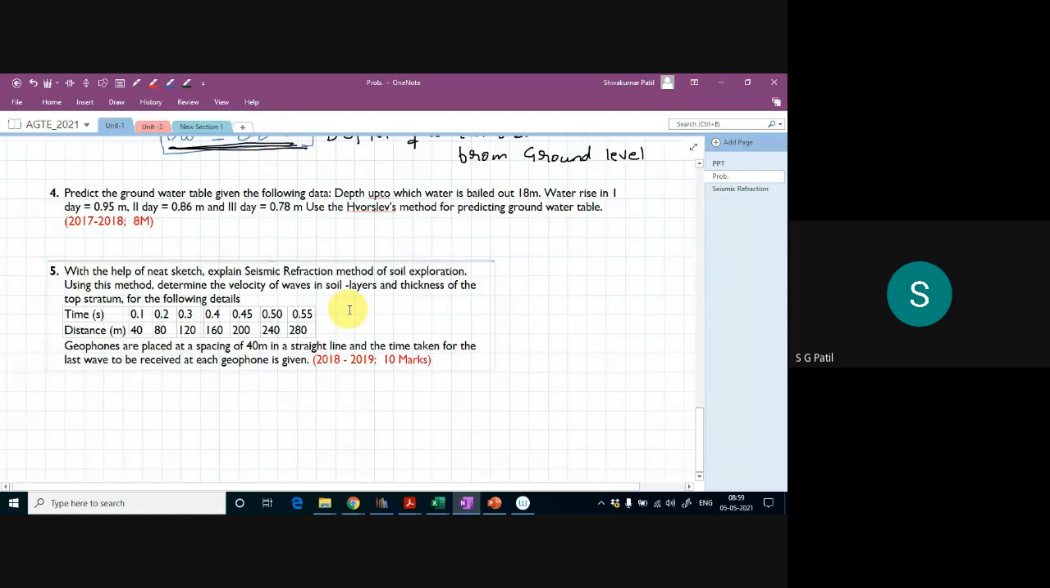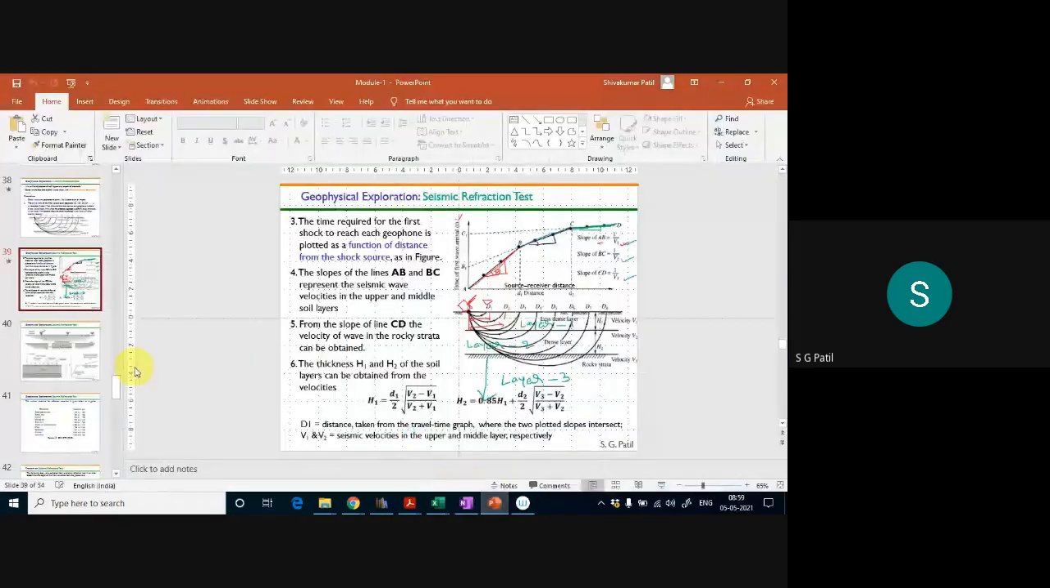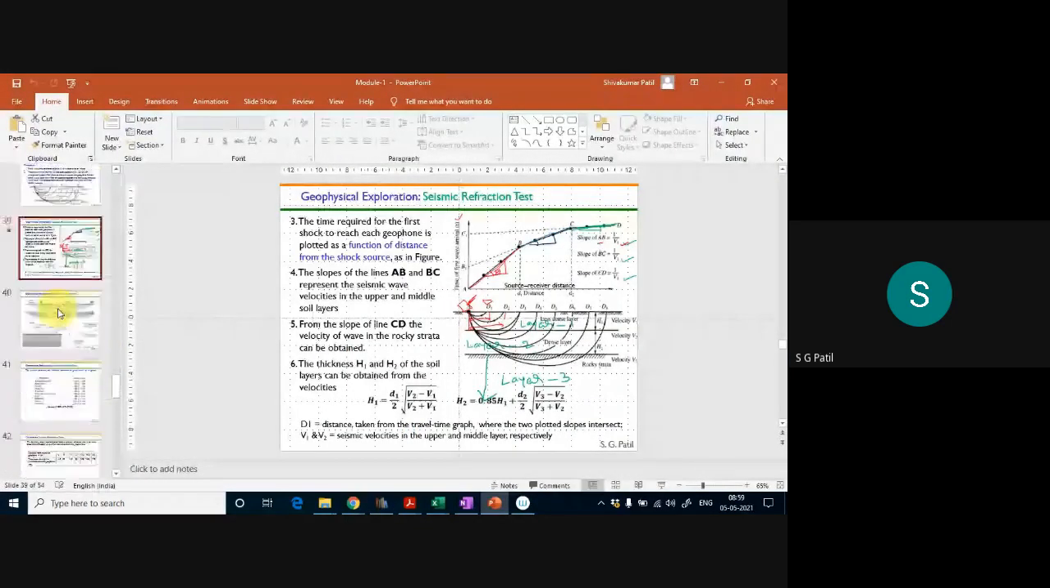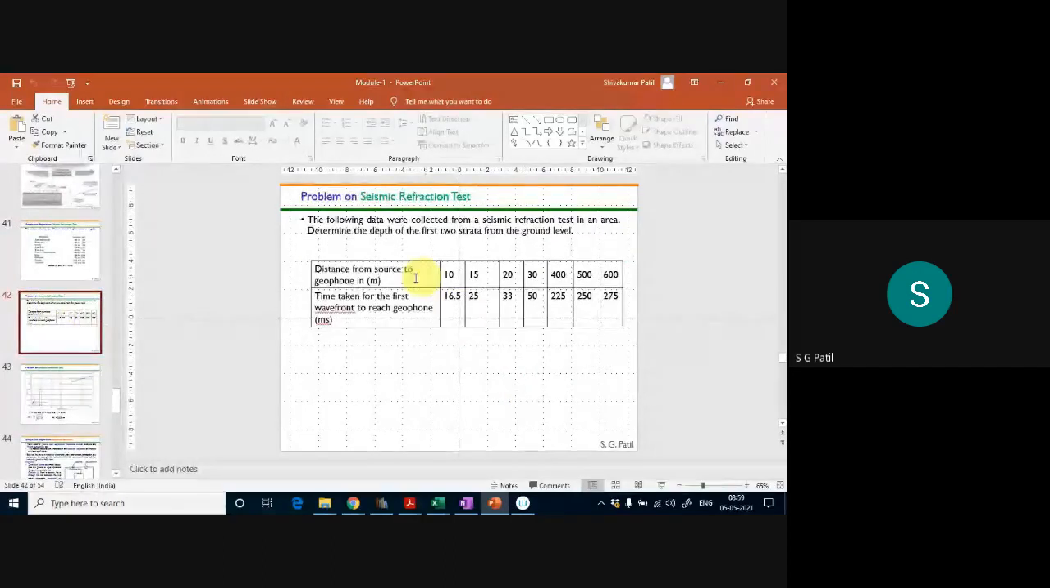This is based on the seismic refraction method. This is exactly the same problem which we saw in the slide here. They gave a distance from source to geophone, and they gave the time taken, the time of the first arrival of the wave.